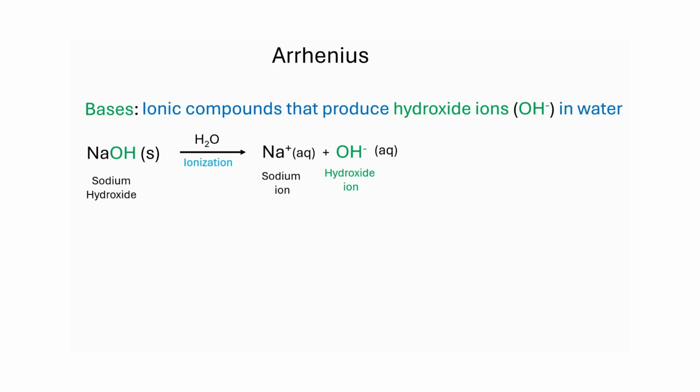Now, this definition is very important. It says ionic compounds because in chemistry, especially in organic chemistry, there are some compounds which are referred to as alcohol. They have OH, but they do not dissociate to produce hydroxide ion in solution. So therefore, they would not fit Arrhenius' definitions of bases. Now that we are done with Arrhenius' definition, which was very simple, let's look at another definition.